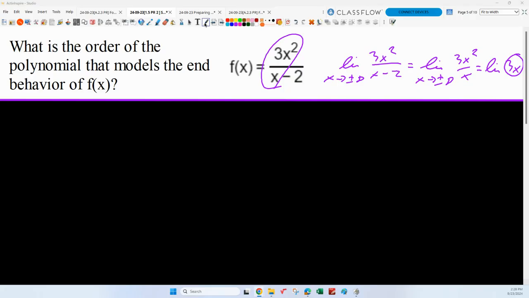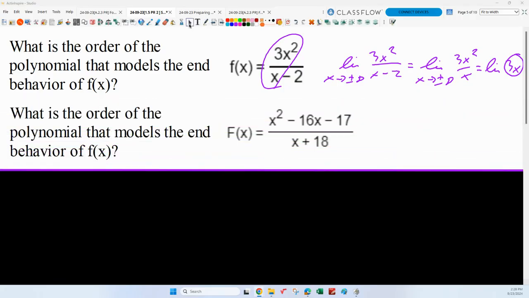How about that one? What's the power function that models the end behavior of that function? Yeah, right? The power function that models it is y equals x. So same thing. As x approaches infinity, the function approaches infinity. As x approaches negative infinity, so does y. Okay.